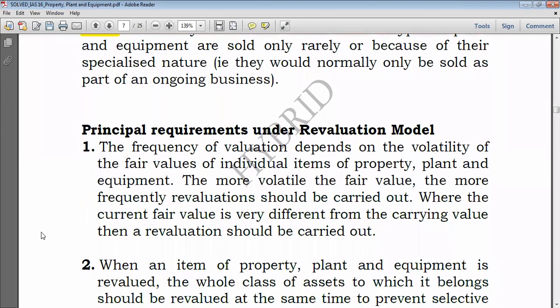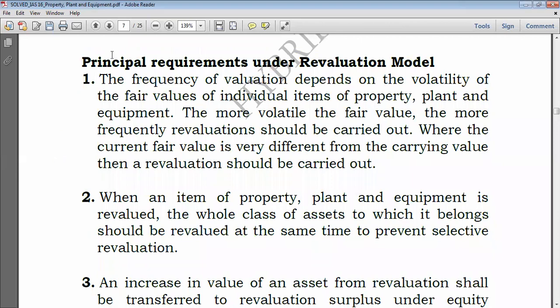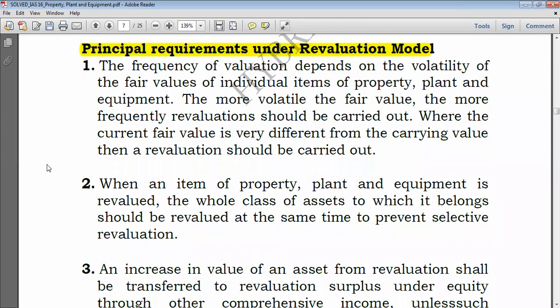Now we're going further into more details and more points. These are the principal requirements under the revaluation model. Let's just take a look at a single example, and then I will proceed next time. What does the revaluation model require us to do? This one is very, very important. First of all, the frequency of valuation, fair value changes.